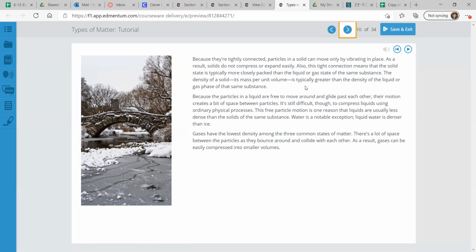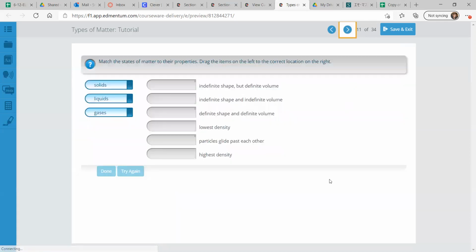But one of the important exceptions is water. And that is because of the way hydrogen bonds with oxygen and the polarity of water. But anyway, ice is actually less dense than liquid water, but that is very unusual compared to every other substance. Gases have the lowest density among the three common states of matter because there's a lot of space between the particles as they're bouncing around and colliding with one another. So that also means they can be compressed.